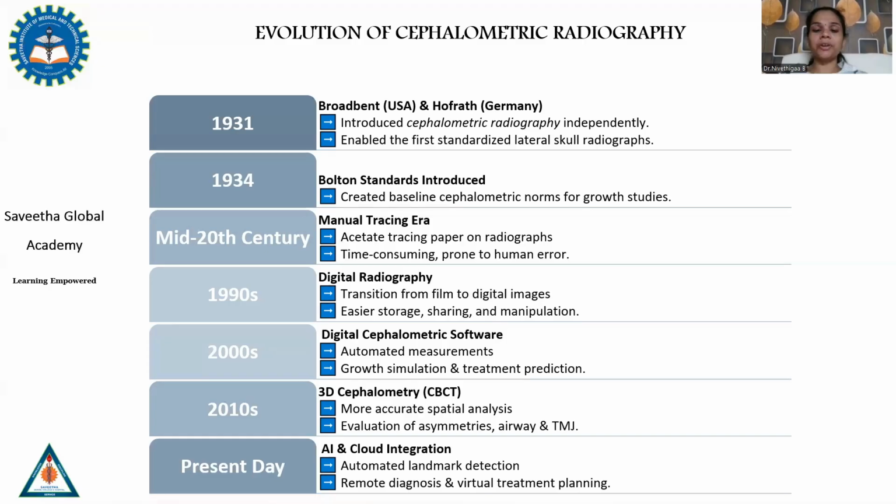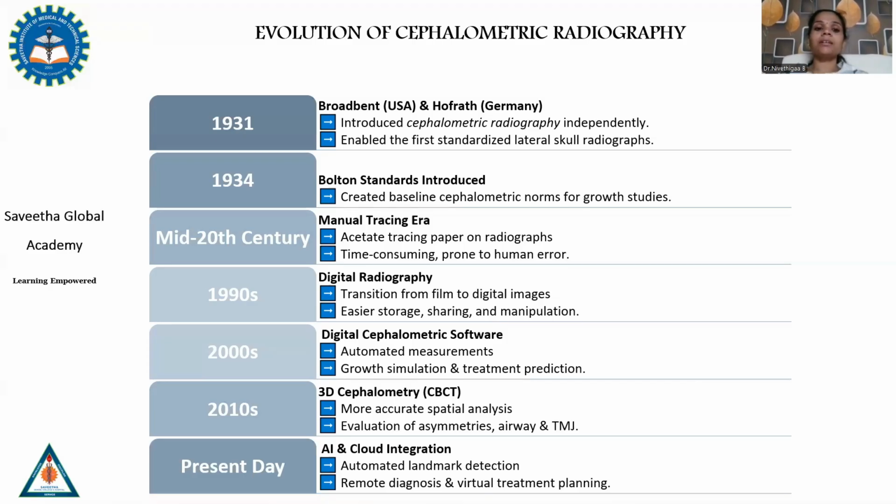Then came the digital radiography, wherein digital radiographs were made, which now made the job much easier for storage, sharing, and manipulation of the film. With the help of these digital radiographs, then in 2000, digital cephalometric softwares were introduced, which helped in two-dimensional evaluation of the two-dimensional radiographs. It provided automated measurements and it also provided growth simulations and treatment prediction on two-dimensional radiographs.